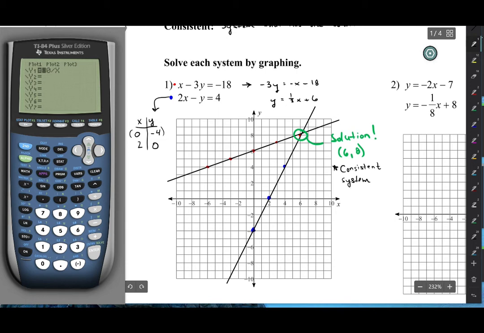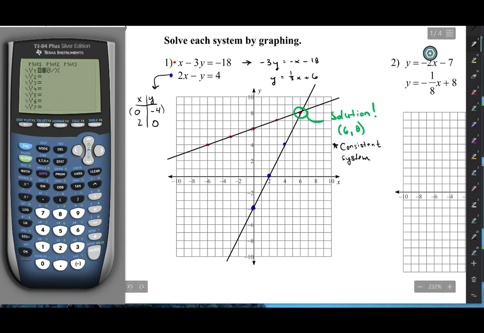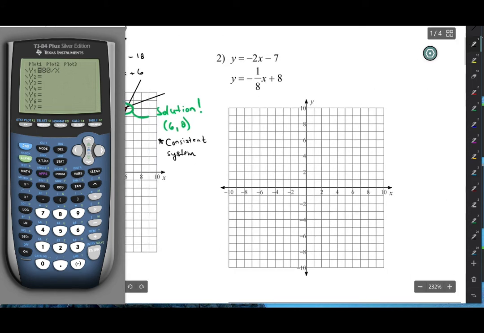So the last little thing. All right, so basically just graphing two things at a time and seeing where they intersect. Another example, if you want to pause and try this one out, it's already in slope-intercept form. So pause, try it, and check to see if you get the same thing.